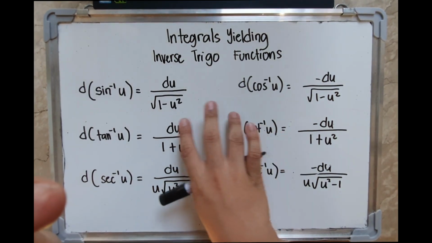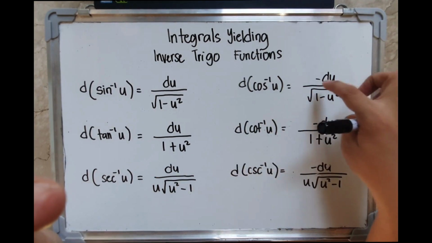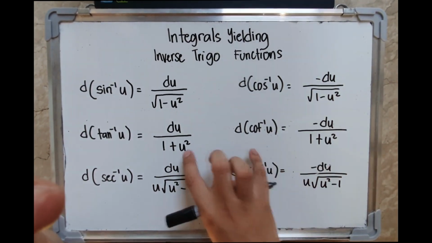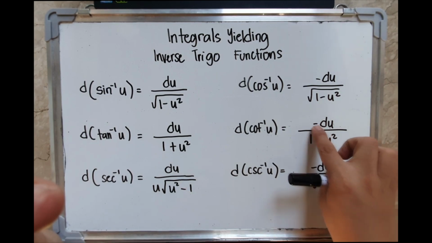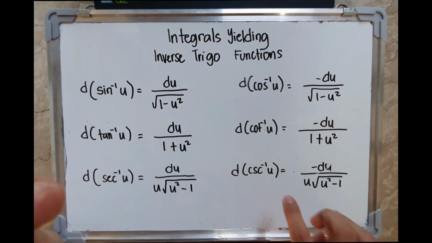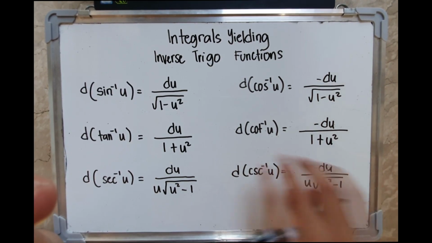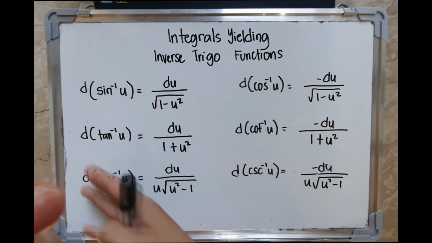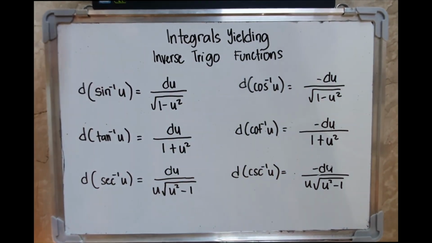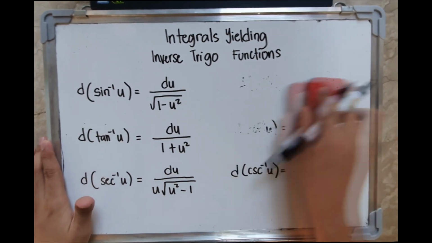Why? Because as you can see, they have the same formula, they differ only in sign. They have the same structure, they differ only in sign. These two are also almost the same, but they differ with this negative. So we will only focus on these formulas. Let's erase this one.